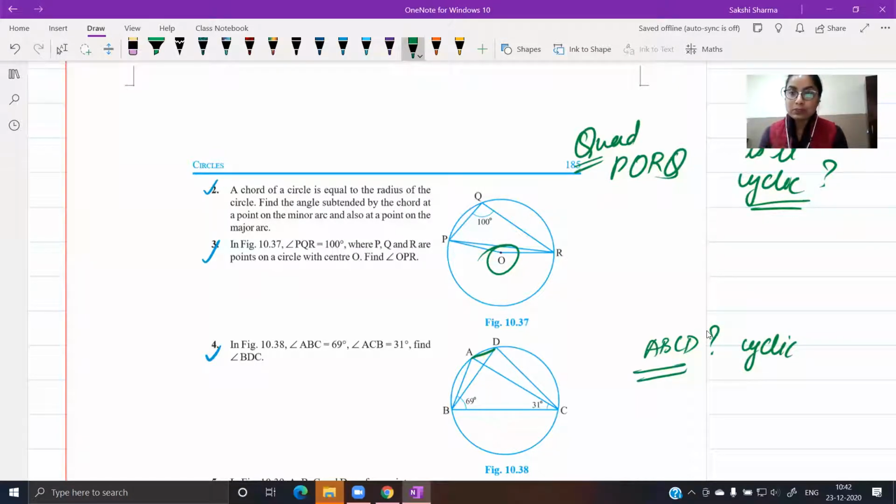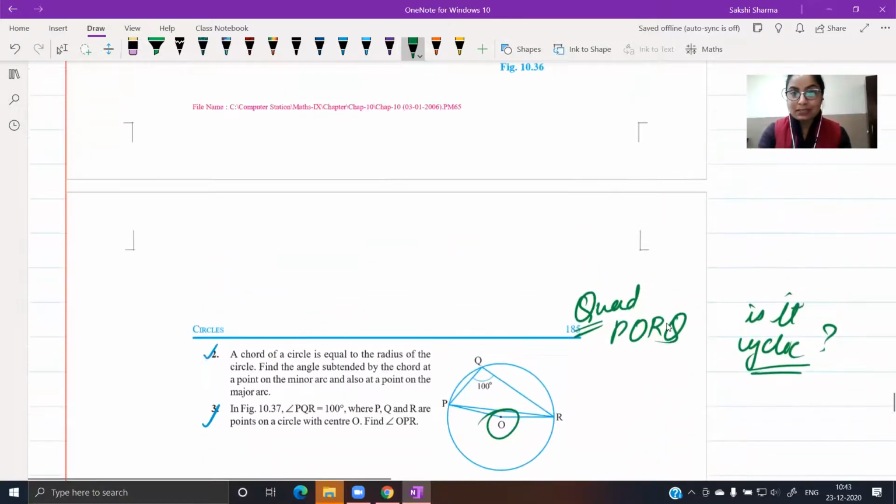तो हम कन्वर्स यूज कर रहे हैं. अगर आपको पता है क्वाड्रिलेटरल साइक्लिक है, you can use that sum of opposite angles will be 180 degrees. But if you want to prove that a quadrilateral is cyclic, you would prove that the sum of opposite angles is 180 degrees.